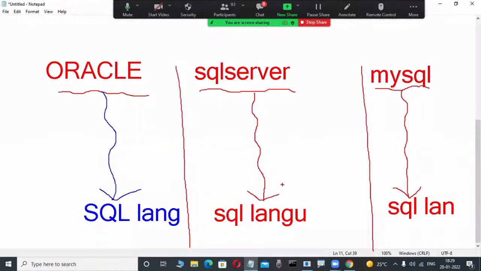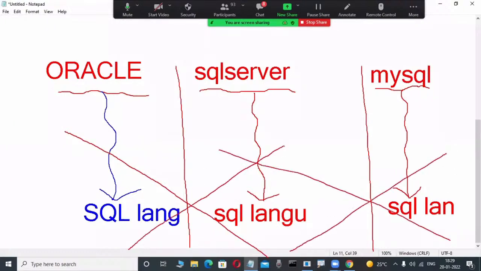Easy. Maybe some technical persons in our class are saying: are these all SQL languages the same or different? Very good. So many fellows in our class are saying they are the same. That is 100% wrong. These all SQL languages are different, not the same.